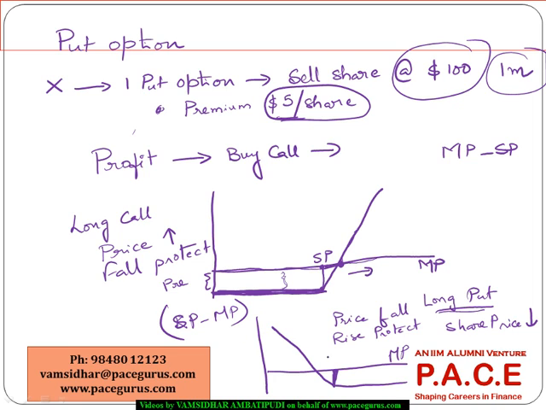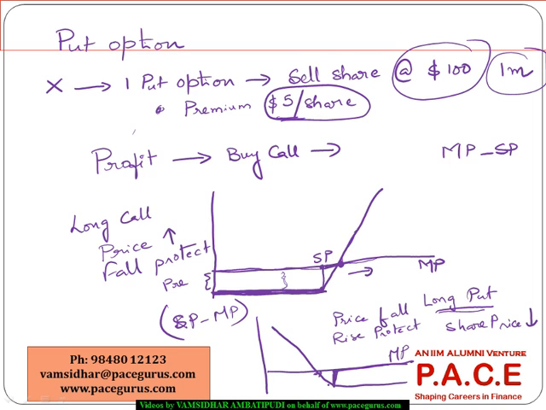But if the market price goes above the strike price, why should I sell it at a fixed amount when I can sell it in the market at a higher price? There's no point in selling it at this strike price. So he is going to expire that contract.